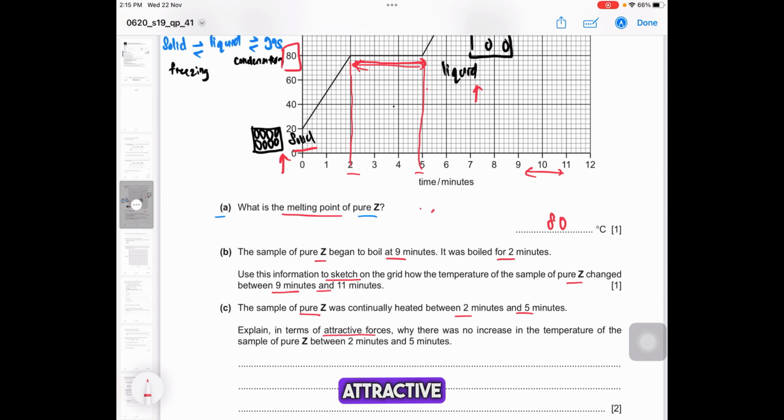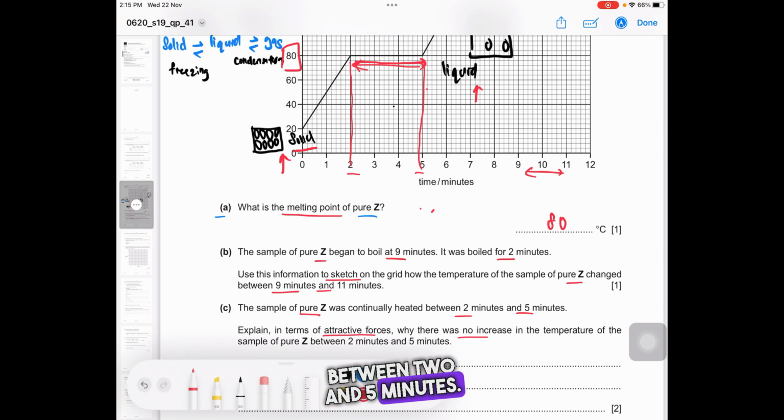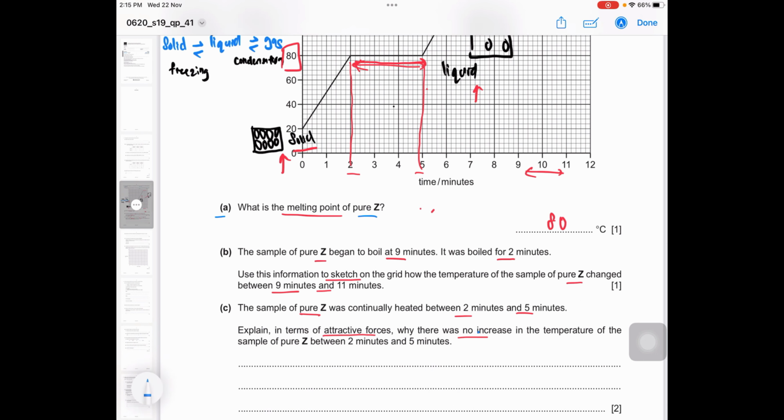Explain in terms of attractive forces why there was no increase in the temperature of the sample of pure Z between 2 and 5 minutes. So here we can say energy is used to break, or used to overcome, the attractive forces between the molecules.